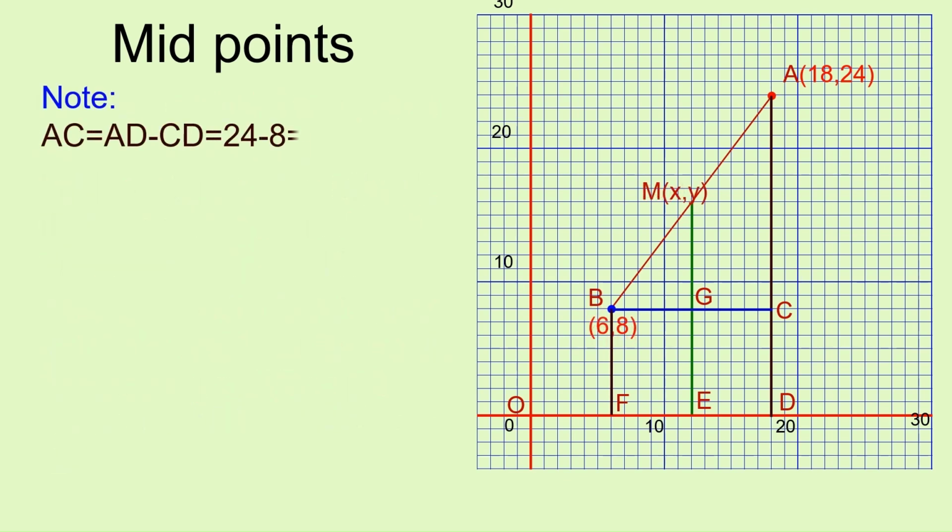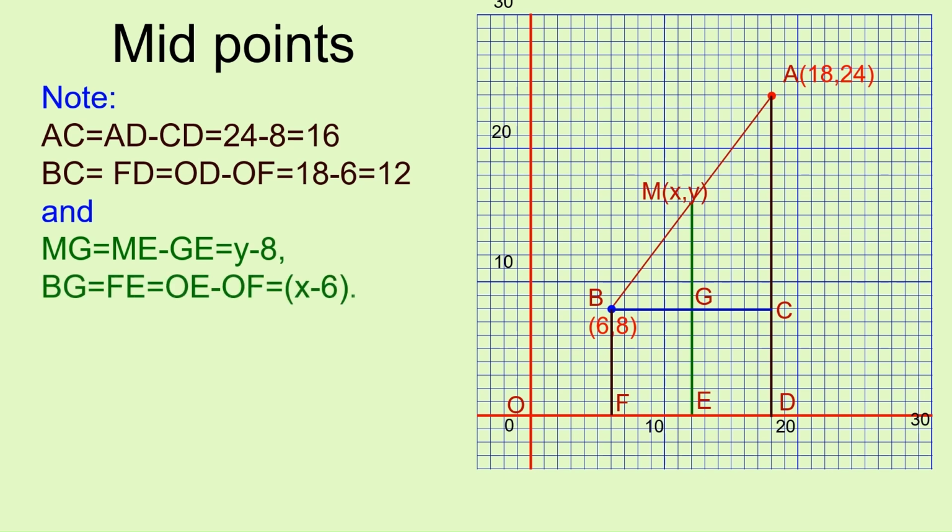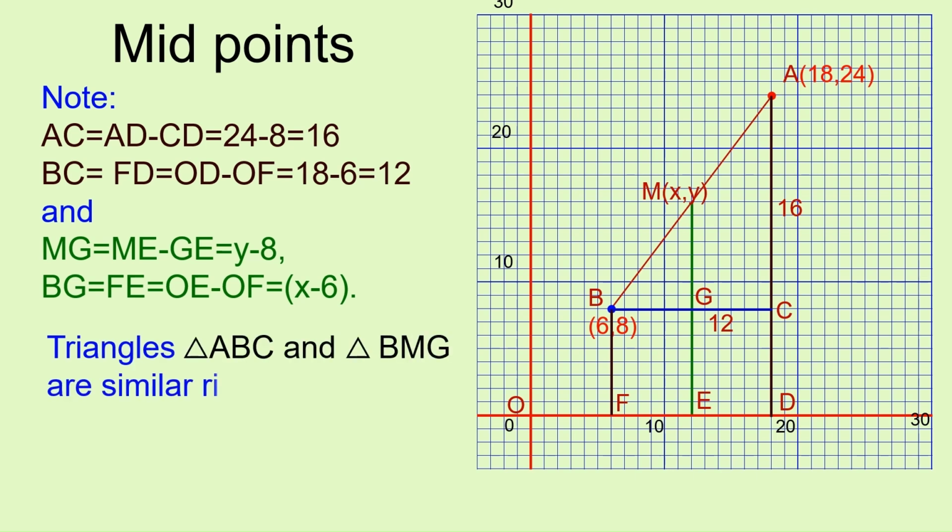Note: AC equals AD minus CD equals 16. BC equals FD equals OD minus OF equals 12, and MG equals Y minus 8. BG equals X minus 6.